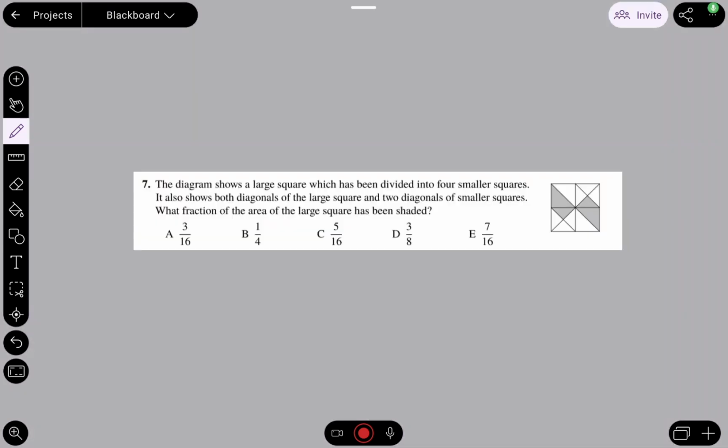The diagram shows a large square which has been divided into 4 smaller squares. It also shows both diagonals of the large square and 2 diagonals of smaller squares. What fraction of the area of the large square has been shaded? Your 3 seconds starts now.